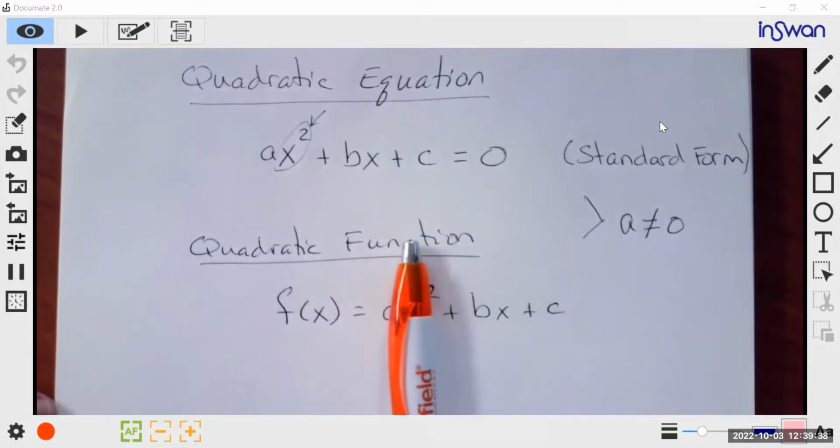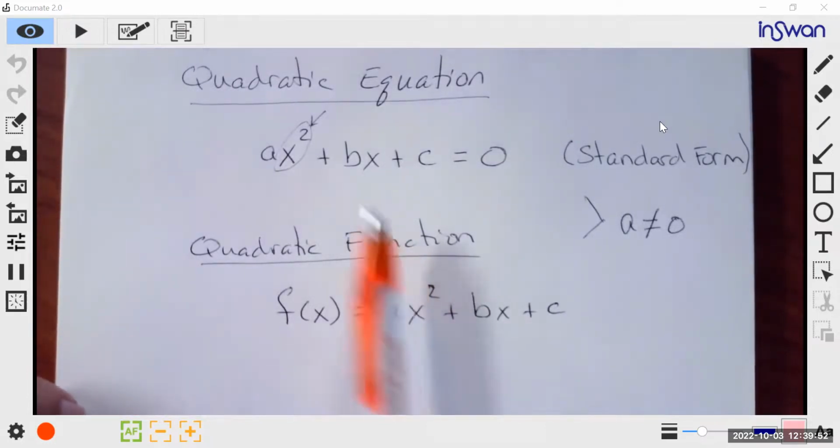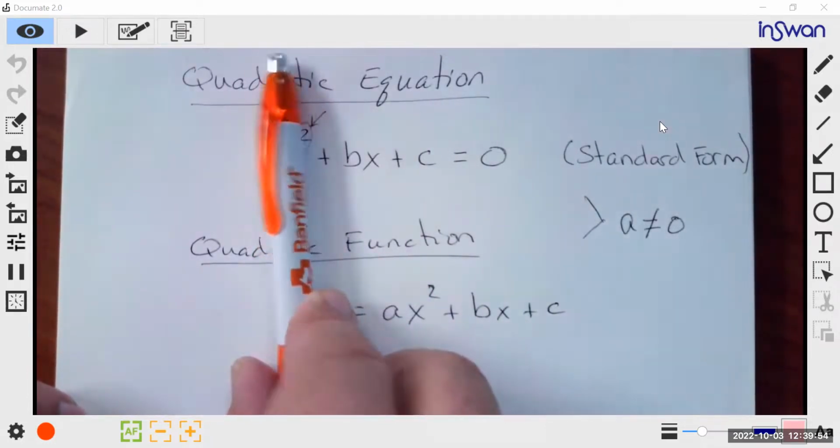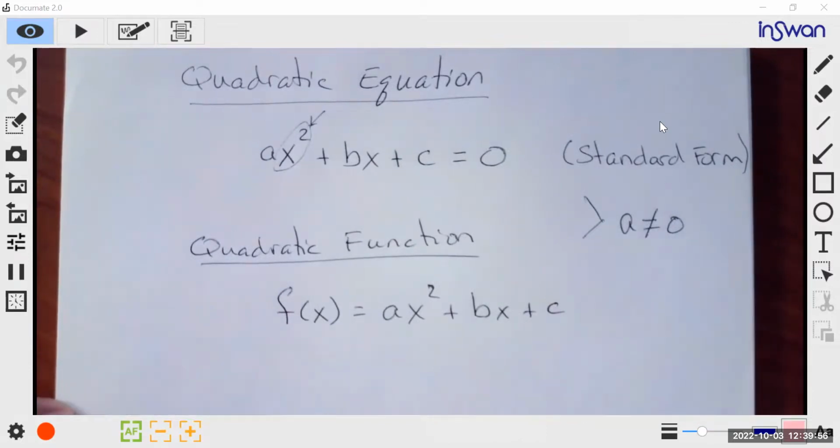If a is 0, what do we have left? If a is 0, it's gone. Bx plus c, that's a linear equation. If ax squared is gone, then we have mx plus b. We have linear. So that's why a cannot be 0. We're dealing with quadratics here.